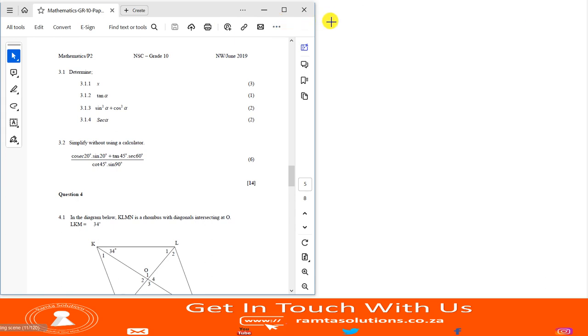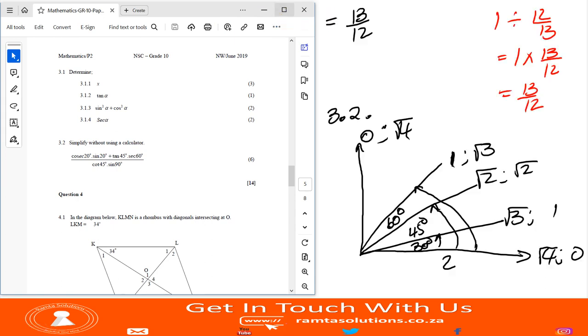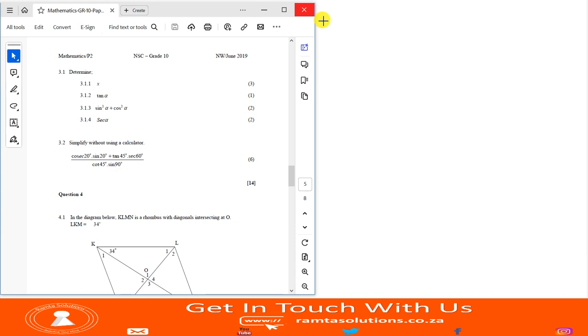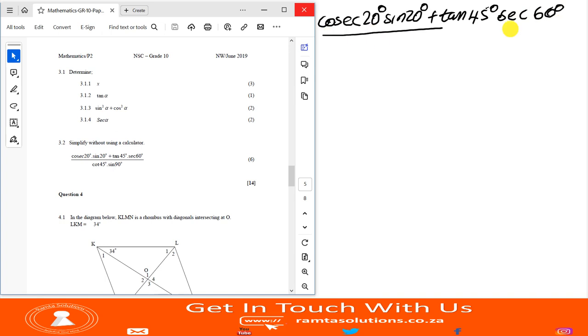Proceeding. This question is, did I write it down? Okay, what is this? This is cosec 20 degrees times sine 20 degrees plus tan 45 degrees times sec 60 degrees, all over cot 45 degrees times sine 90 degrees, right?